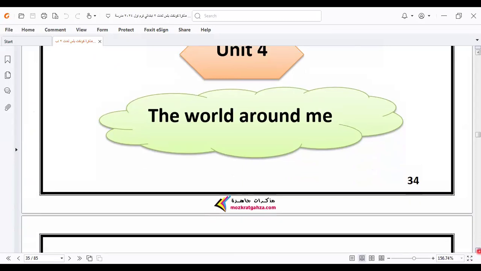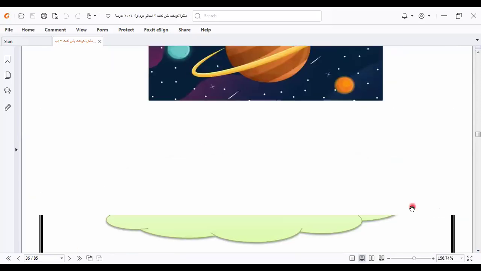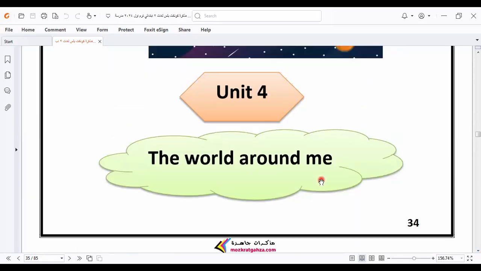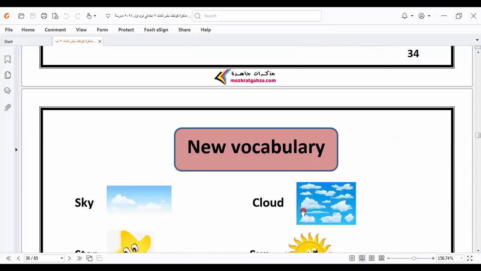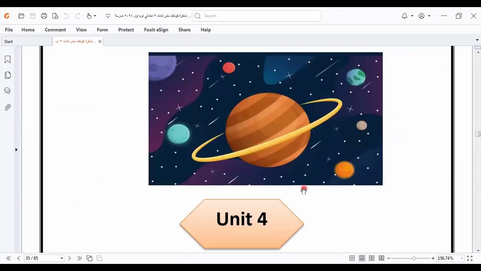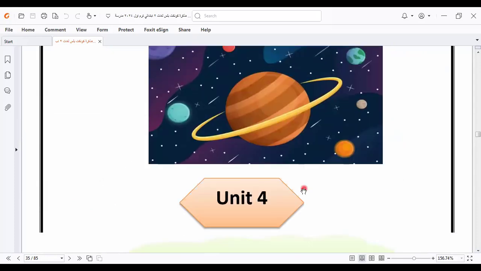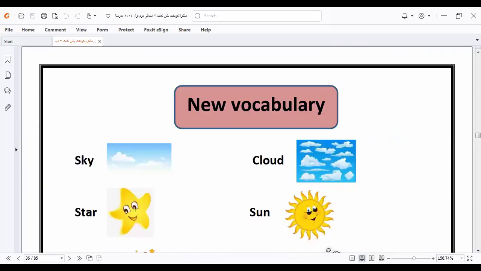Okay, let's go to our unit today. Our unit today is Unit 4. This theme is called The World Around Me. We all know what this unit talks about. Can you guess with me? Planets. We took planets in Discover.